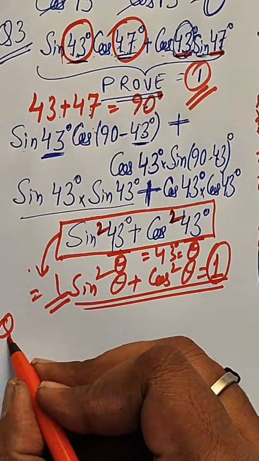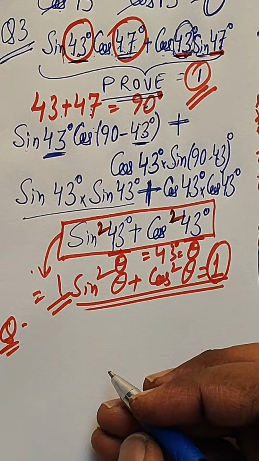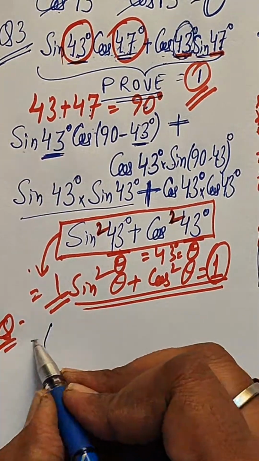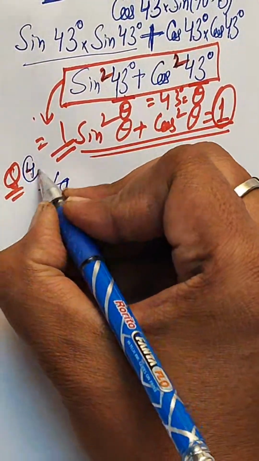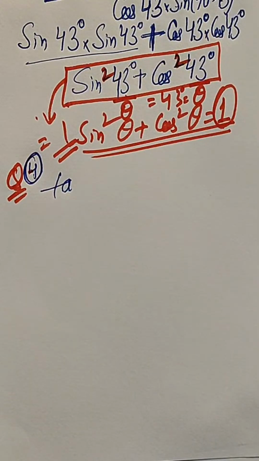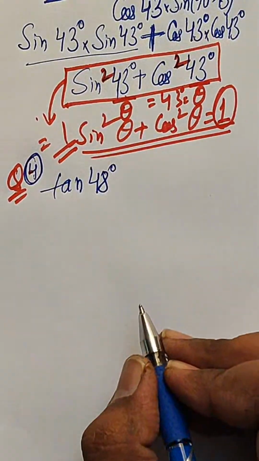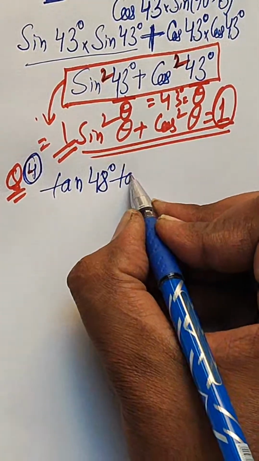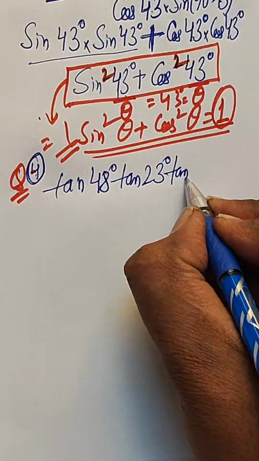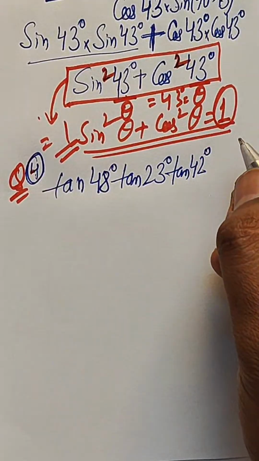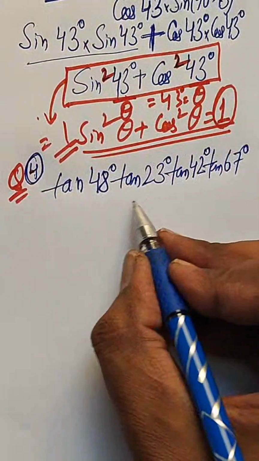Similarly, we have question number 4 for today. Tan of 48 degree multiplied with tan of 23 degree, then tan 42, then tan 67. What is the value of this?